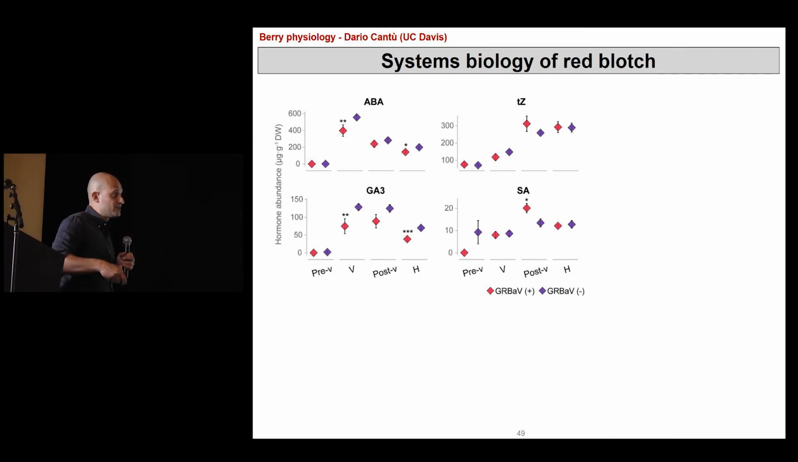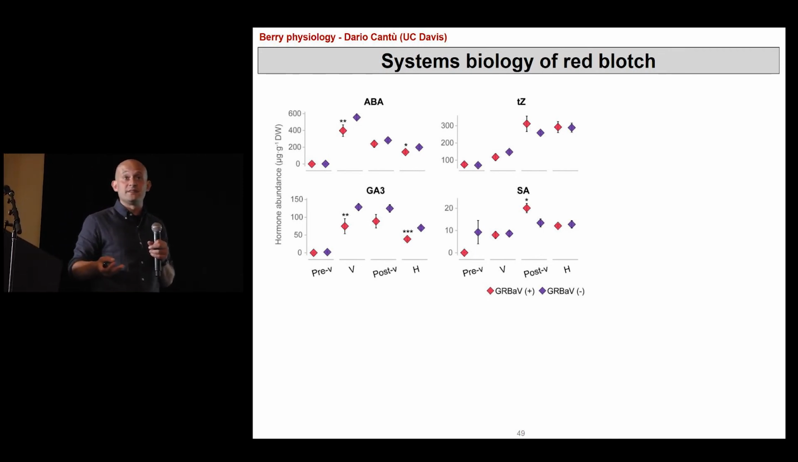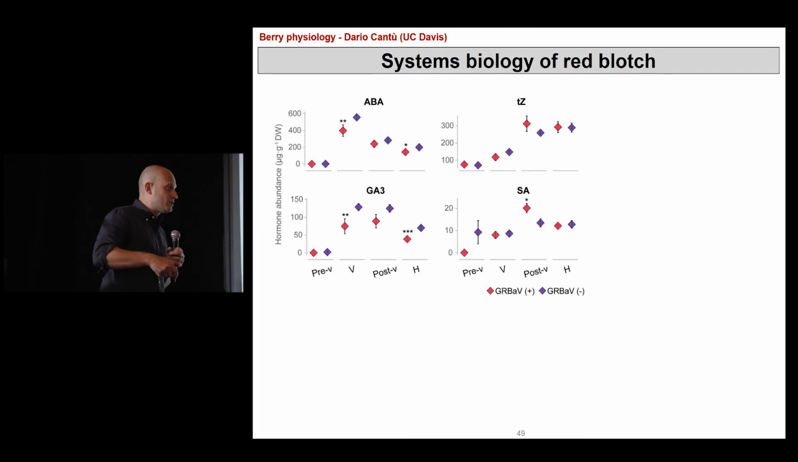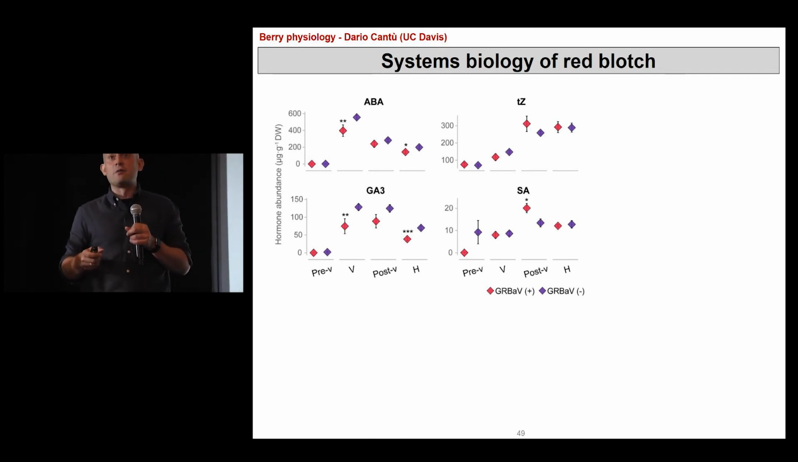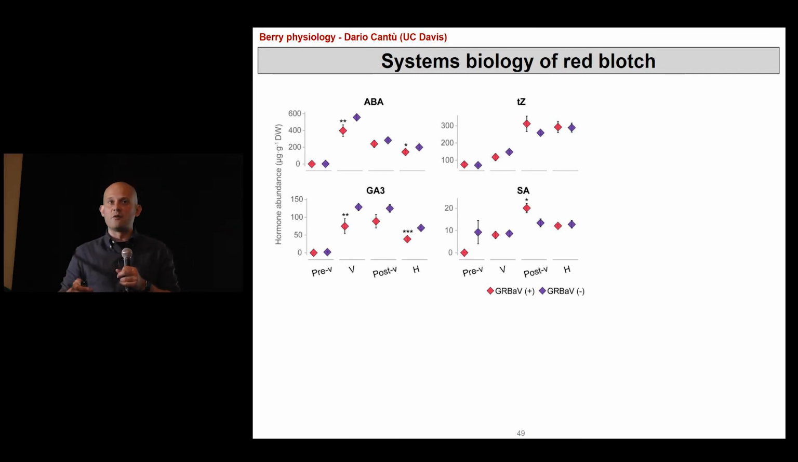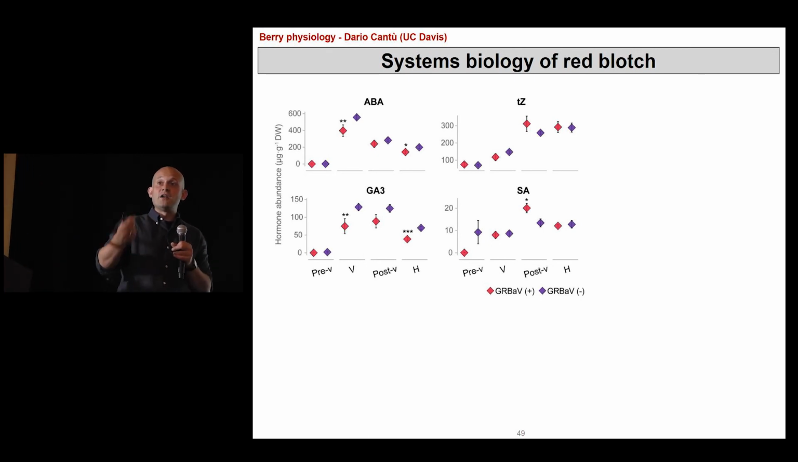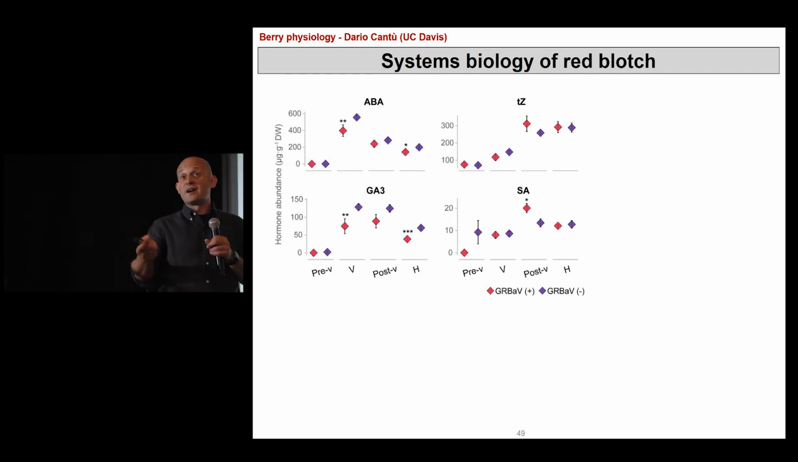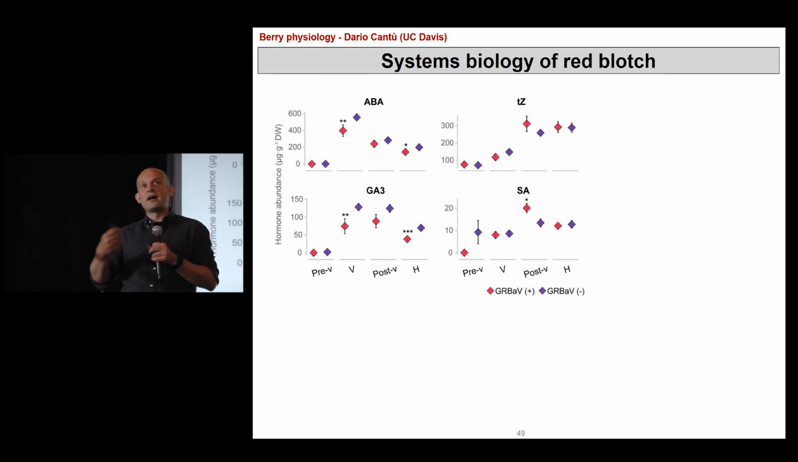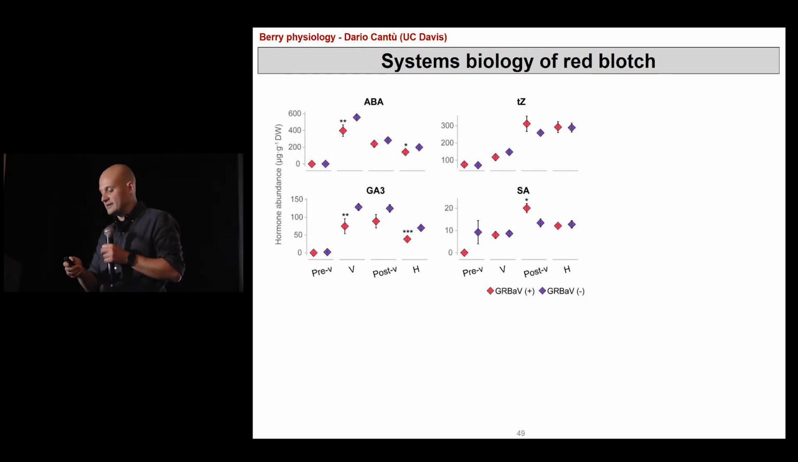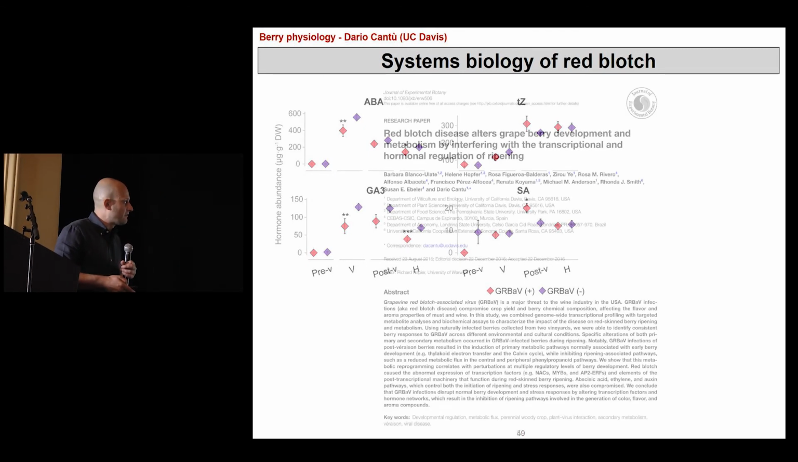Okay? So the question here is, can we use ABA to attenuate red blotch disease impact on berry composition? This is where we're going now with our research, to try to understand if we can do something in the vineyard to ameliorate and enhance grape quality, and save one harvest at least, before having to replant. And that's my final slide.